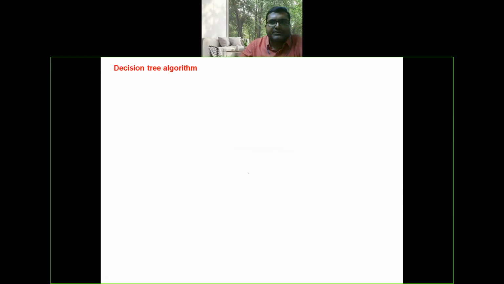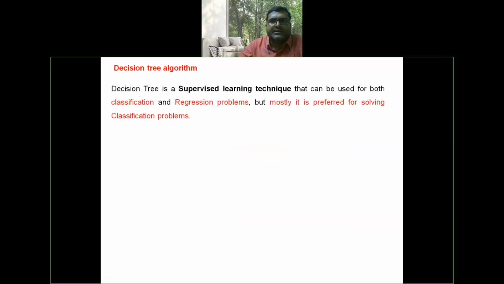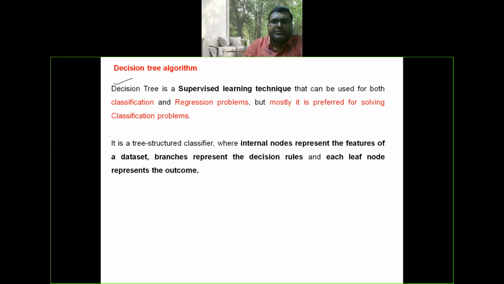Next, decision tree algorithm. Decision tree is a supervised learning technique that can be used for both classification and regression problems, but mostly it is preferred for solving classification problems. It is a tree-structured classifier where internal nodes represent the features of a dataset, branches represent the decision rules, and each leaf node represents the outcome.